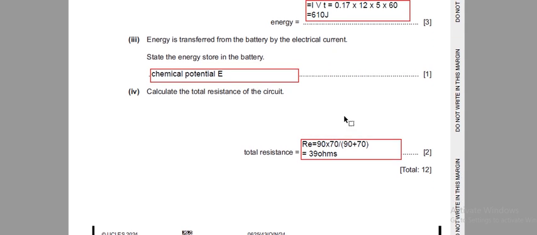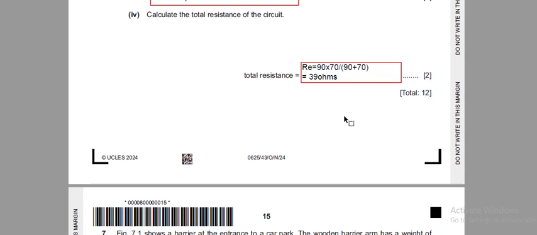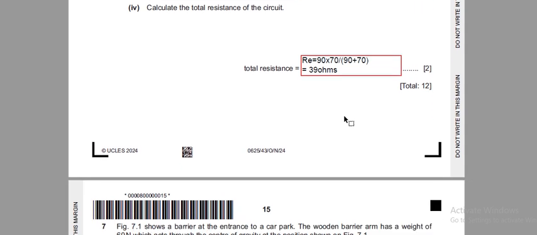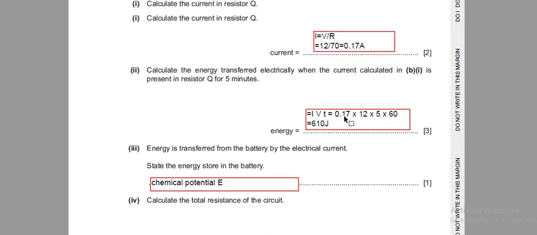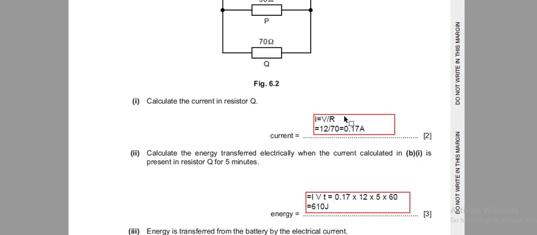The energy store of the battery is chemical potential energy. The total resistance of the circuit: they are in parallel, so multiply both and divide by their sum.